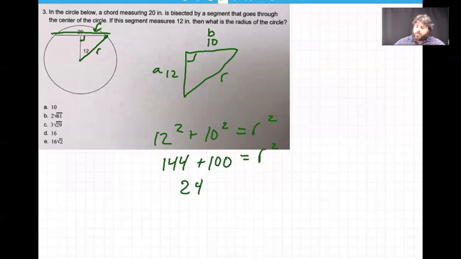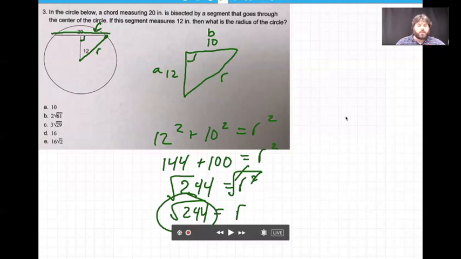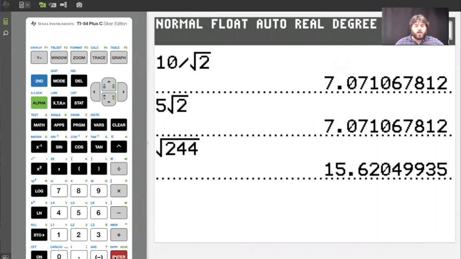I get 244 is equal to the radius squared. That doesn't tell me the radius, it tells me what the radius squared is. So I square root both sides, that kills off the square. It leaves me with the radius is the square root of 244, and we're done. Now I look at my answer choices, I don't see anything like that, okay? So first thing you can do is you could use your calculator, right? Square root of 244, what is that? Well, the square root of 244, this is gonna give me a decimal, it's 15.62, okay?